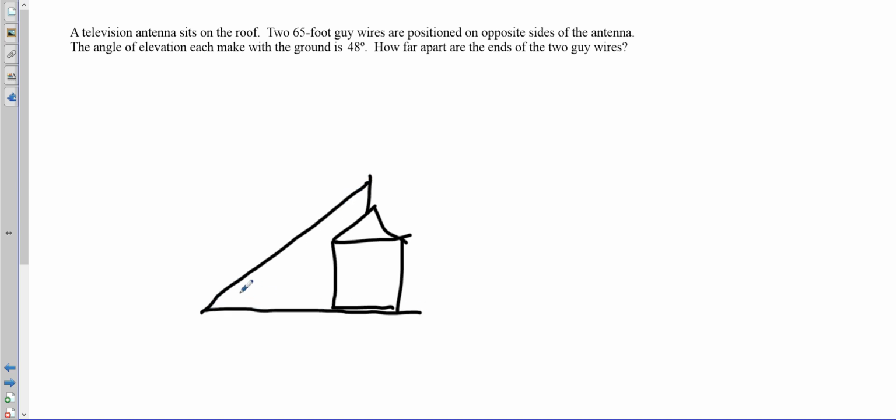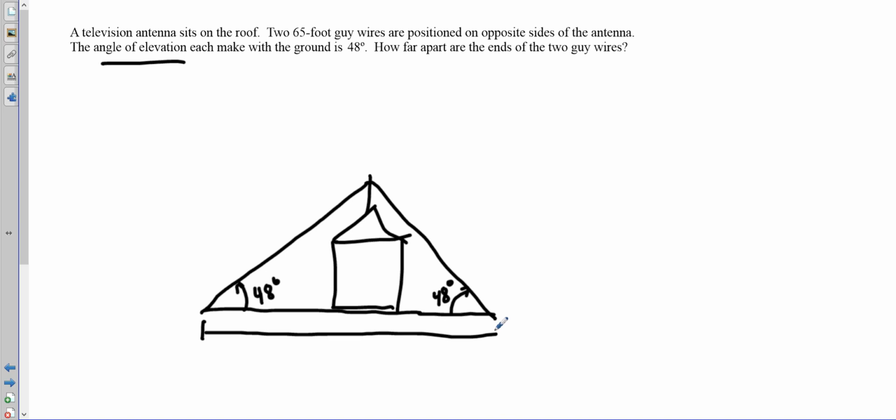Here it is. So the angle of elevation, remember, is from here to here, and it's going to be 48 degrees. And there's going to be another one over here, once again 48 degrees. How far apart are the ends of the two guy wires? So we're trying to figure out how far apart these two guy wires are right there.